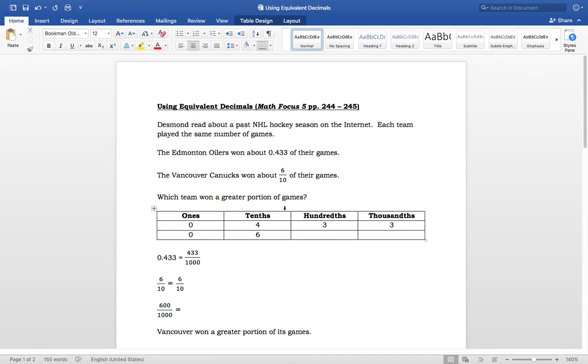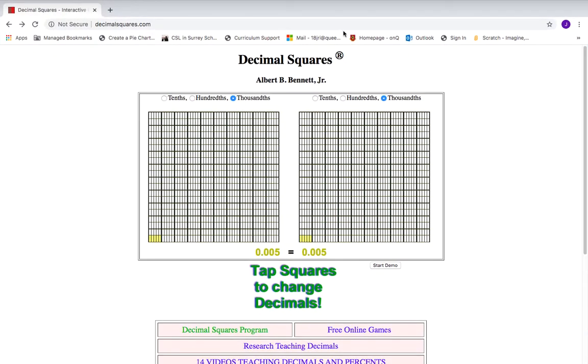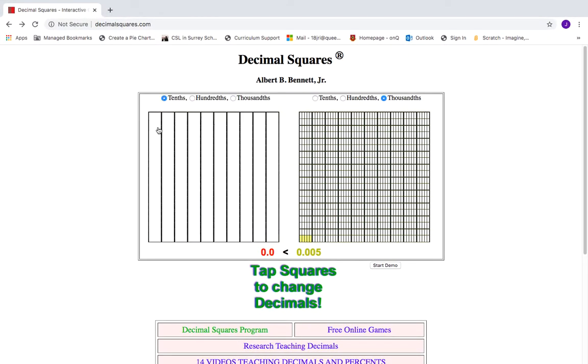Now I'm going to show you how I'm going to express 6/10ths in a decimal square. So I'm going to turn this to tenths, and I go 1, 2, 3, 4, 5, 6. There's 6/10ths. 10 pieces, 6 of them are shaded. That represents for, say, 10 games the Vancouver Canucks played, they won 6 of them. Okay? Now, as a thousandths, it's the same. 1, 2, 3, 4, 5, 6. 6 thousandths. So for every 1,000 games the Canucks play, they won 600 of them.